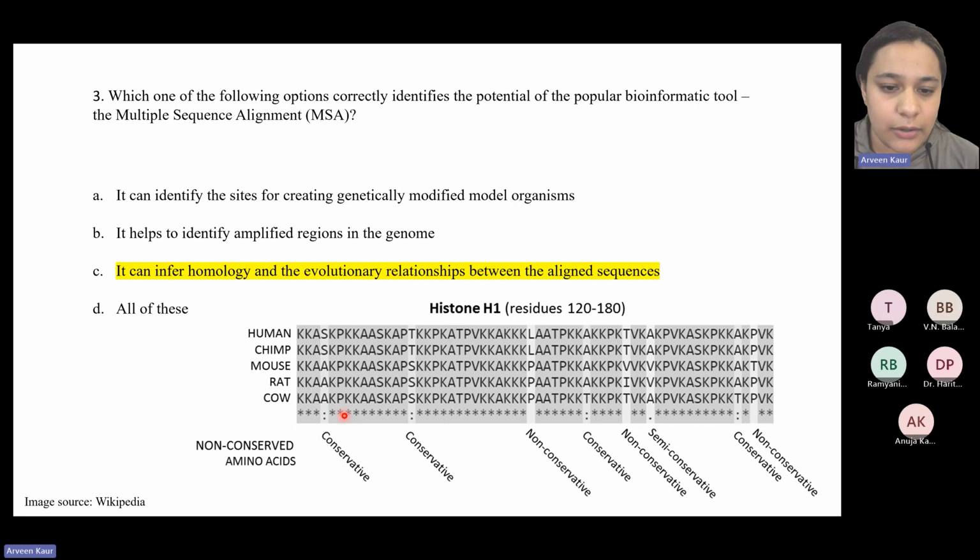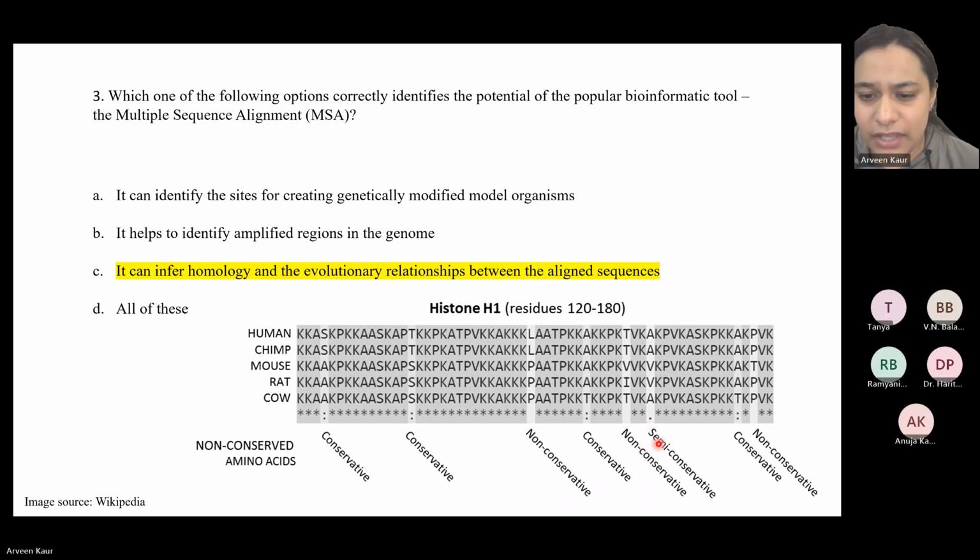Wherever an asterisk is present, it means the amino acid is conserved across all these species: humans, chimps, mouse, rats, and cows. Apart from that, there are other marks. For example, two dots signify that at two places out of these five, there are different amino acids, but those amino acids are similar. It is not that one place has T, another has A, and the other three have S. They are similar among one another, so it is still conservative, though not as conservative as the asterisk marks.